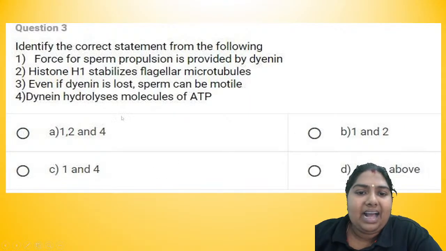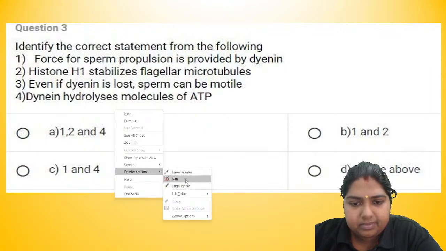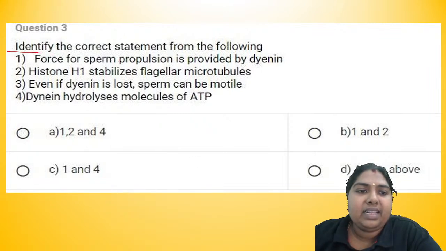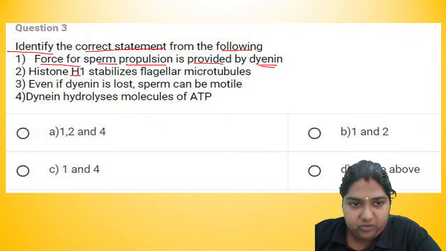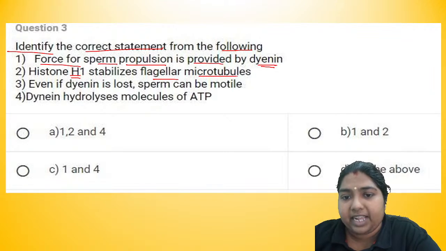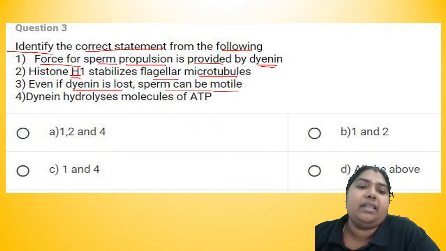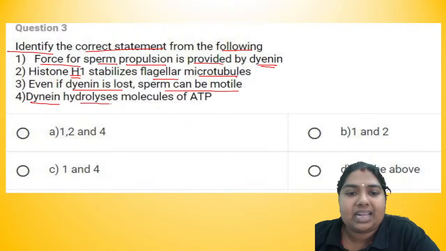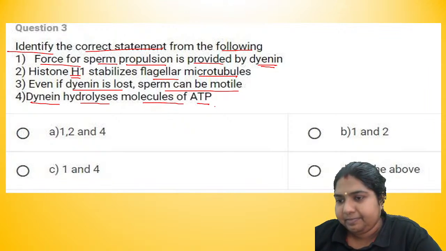Identify the correct statement from the following. The force for the sperm for propulsion is provided by dynein. Histone H1 is only stabilizing the flagellar microtubules. If dynein is lost, the sperm can be motile. Dynein hydrolyzes molecules of ATP. So which one of the following is going to be correct?